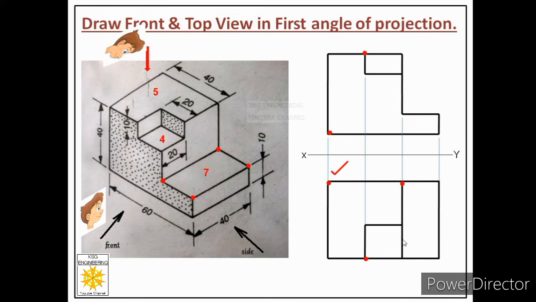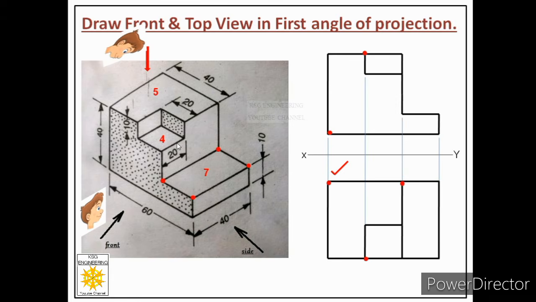Now there is no need to draw this edge. Why? Because this edge is covered by this edge of phase 5 and this edge of phase 4 from the top, and these two edges were already drawn. Now you can see we are ready with the top view of this particular object.